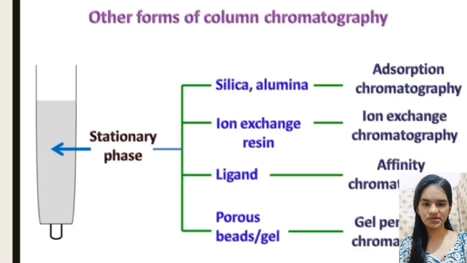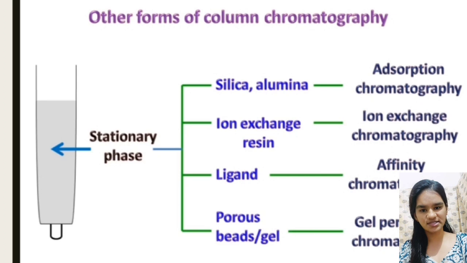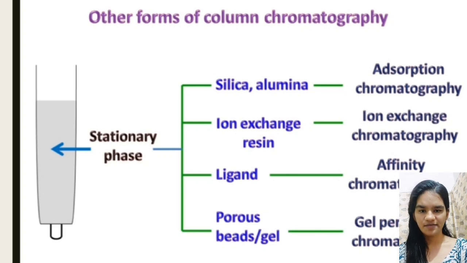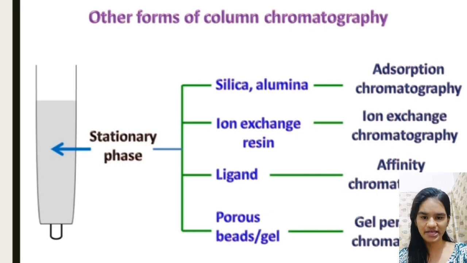Depending upon the different types of stationary phase, other forms of column chromatography take place. If the stationary phase is an adsorbent material like silica, then adsorption chromatography takes place. If the stationary phase is ion exchange resin, then ion exchange chromatography takes place. If the stationary phase binds with a ligand that binds a specific molecule like a protein or enzyme, then it is called affinity chromatography. If the stationary phase is beads or porous, then it is called gel permeation chromatography.